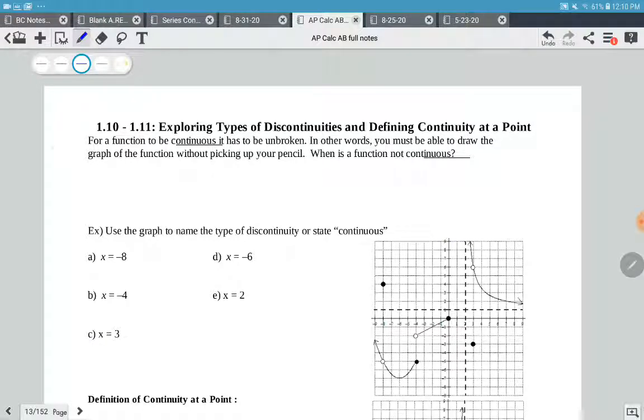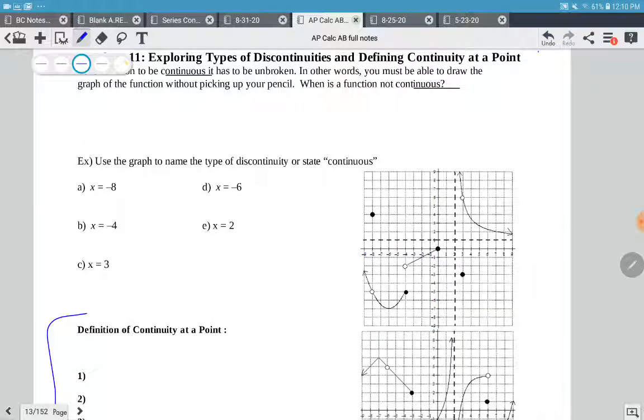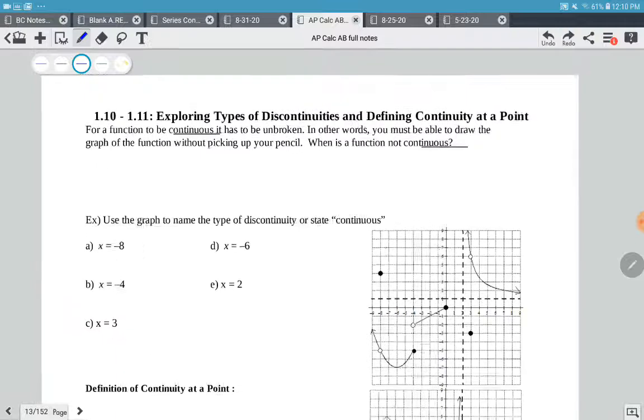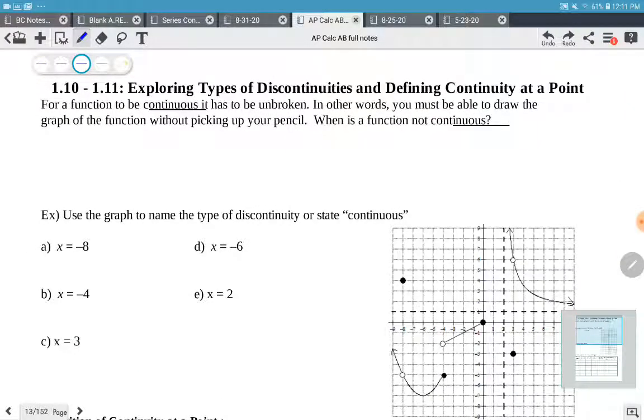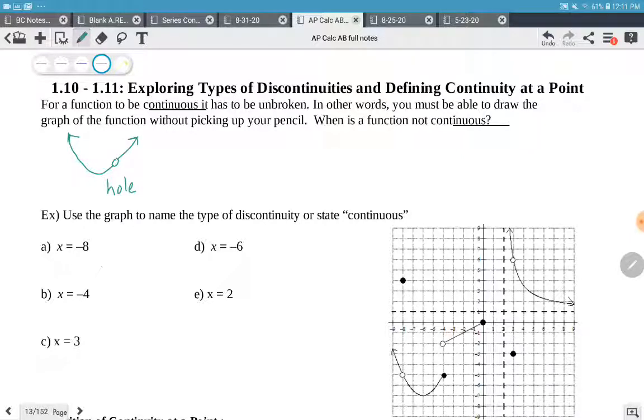So first off, we'll start with a casual definition here, and then we'll build to our formal definition down here. Okay, so for a function to be continuous, it has to be unbroken. In other words, you have to be able to draw your graph without picking up the pencil. So when is a function not continuous? Well, when do I pick up my pencil? If I have a graph and then all of a sudden there's a hole, that would make me pick up my pencil, right? I can also think, if I have a graph, maybe it's going like this, and then there's an asymptote here. That would make me have to pick up my pencil, right?